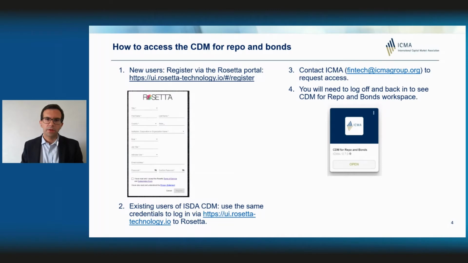The CDM for repo and bonds is available to ICMA member firms via the Rosetta portal. New users are required to register first, and existing users can use their CDM credentials to log in. Then, users are required to contact ICMA to be granted access. Once access has been granted, you will need to log off and back in to see the CDM for repo and bond workspace. It is worth noting that ICMA intends to merge in due course the CDM for repo and bonds with the open source CDM for derivatives and securities lending developed by ISDA and ISLA.